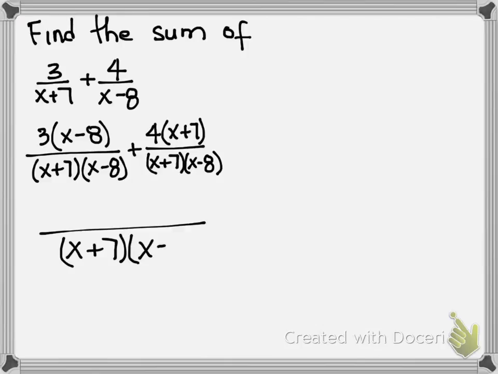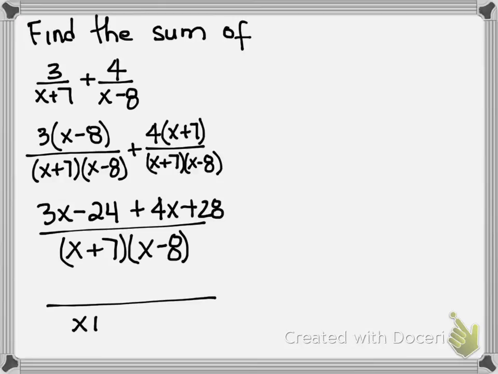So we have the following. I keep the denominator the same, and I have 3x minus 24 plus 4x plus 28. Combine like terms, and we end up with, ladies and gentlemen, 7x plus 4 in the numerator. And that's all there is to it. Nothing more.